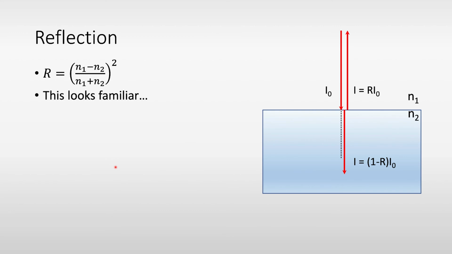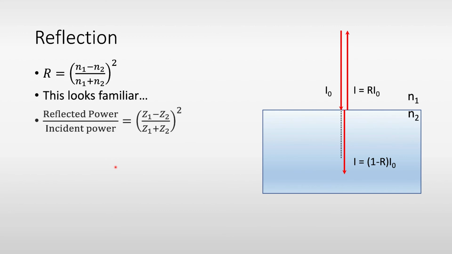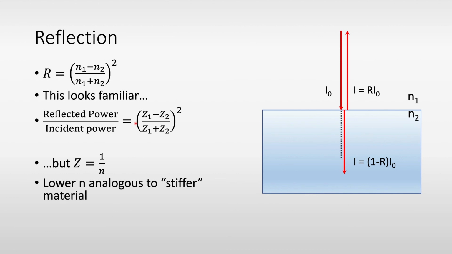When we looked at waves passing along a string, we had a transmitted to reflected power ratio, using impedances. In this instance, we're using refractive indices, where the impedance to light is 1 over the refractive index. Practically, we can interpret this as a lower refractive index being analogous to a stiffer material. So a lower refractive index offers a higher impedance, which means we have a higher phase velocity, and that's in line with our expectations. A lower refractive index has a higher speed of light moving through it.